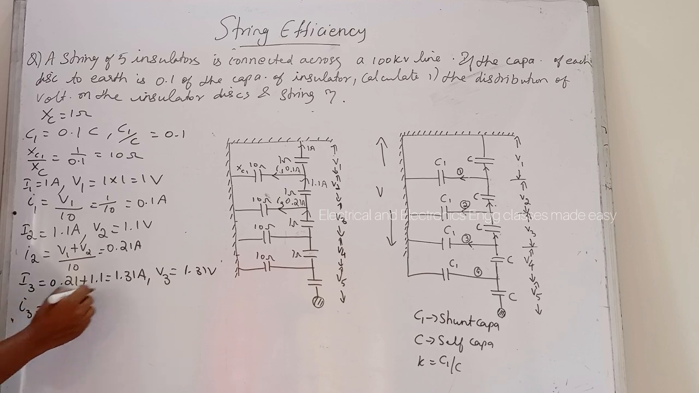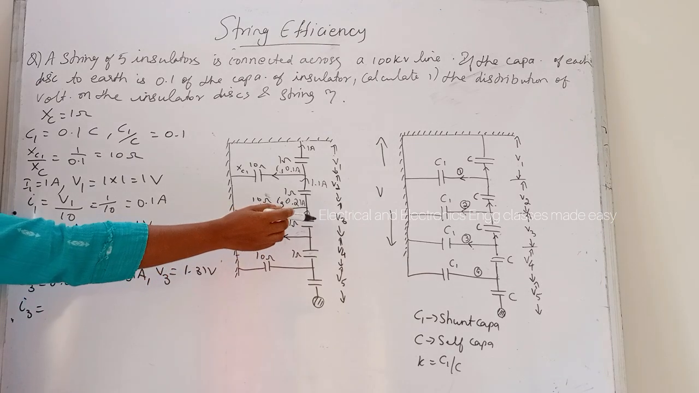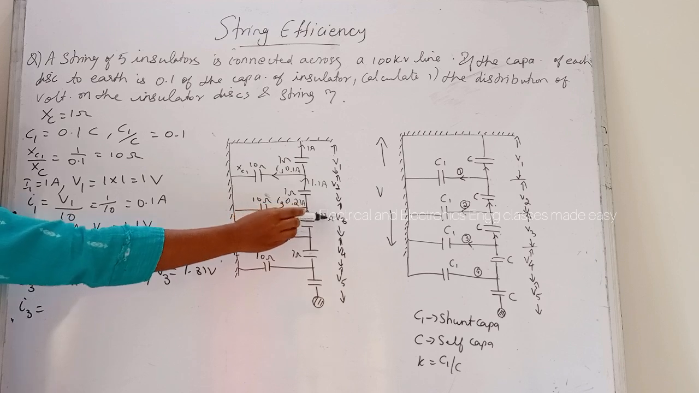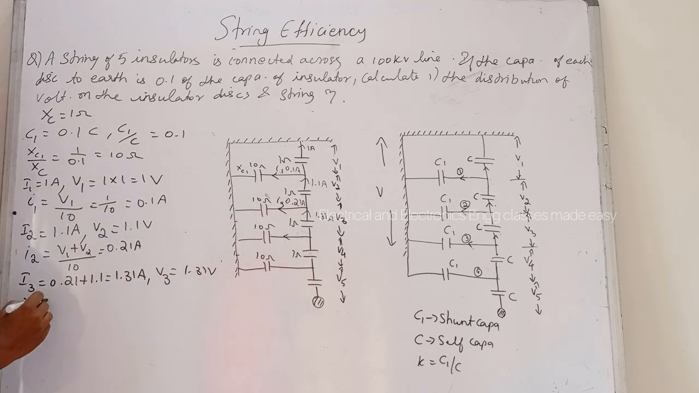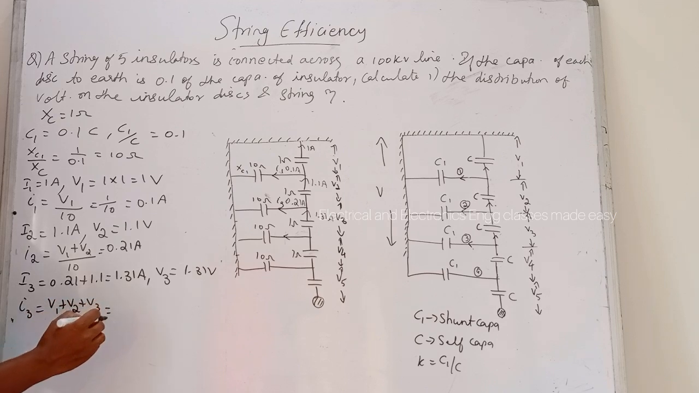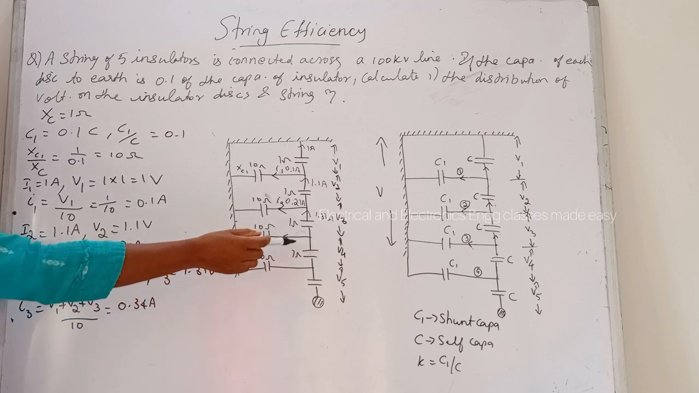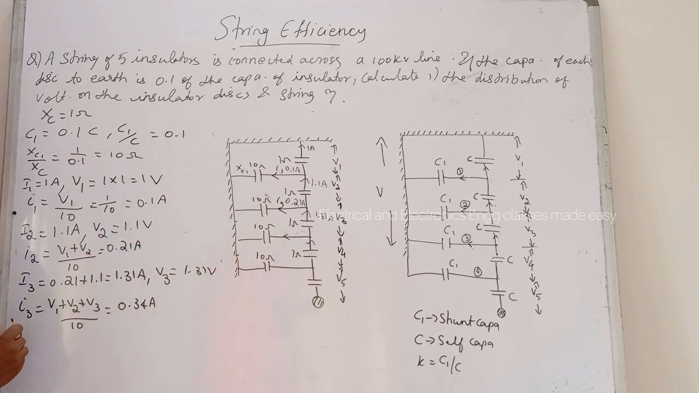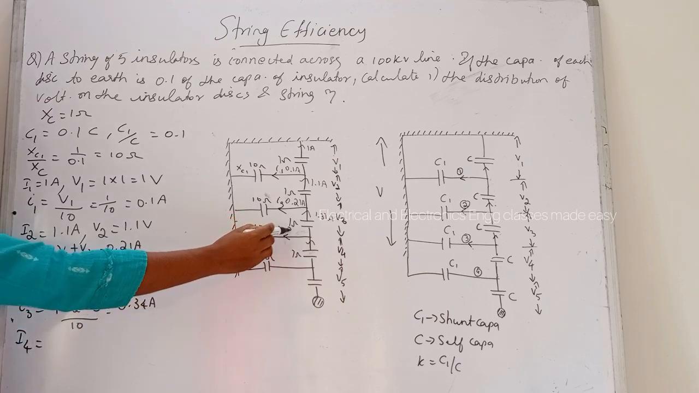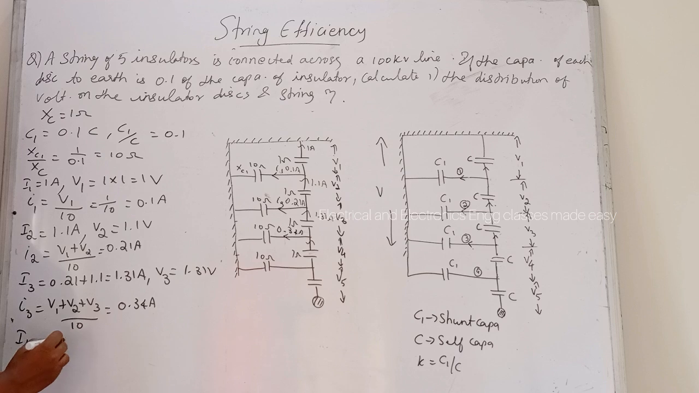Then small i3, so this current is 1.31 amperes. So i3 will be equal to (V1 plus V2 plus V3) divided by 10, and that is equal to 0.34 amperes. Then we have to find the value of this current, that is I4. So capital I4 is equal to 1.31 plus 0.34, and that is equal to 1.65 amperes.